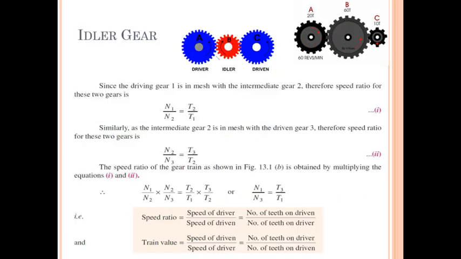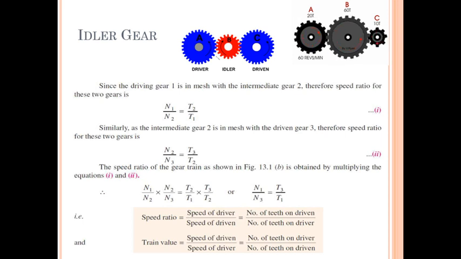Now this simple gear train we observe in many applications. In a lathe, or in various other applications, we can observe this simple gear train in which a single gear is mounted on a single shaft.